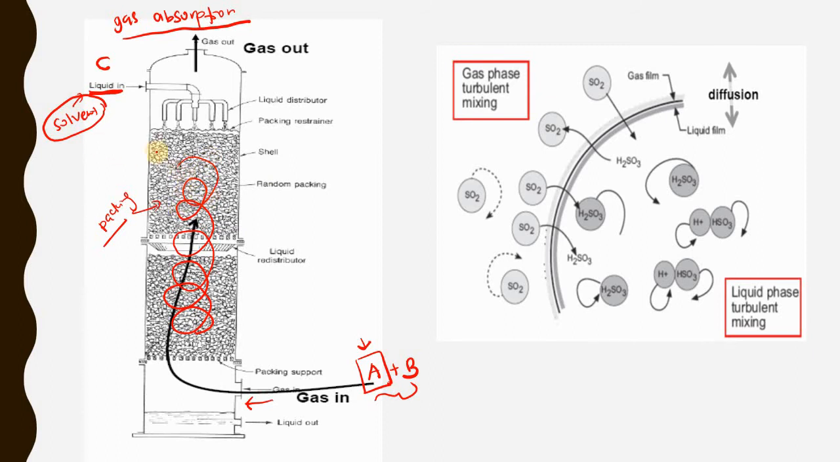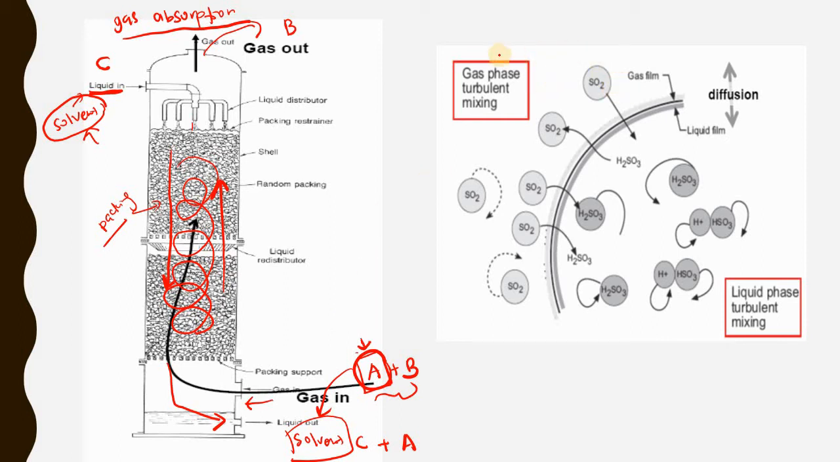When the solvent and the gas mix, solute A will diffuse from the gas and enter the solvent. The solvent goes downwards, the gas goes upward, so they come in contact, and the solvent will attract solute A. Solute A and the solvent will leave the tower. The liquid, the solvent C, will have solute A, so the gas out here will only have solute B, because solute A has already been extracted by the solvent. So the diffusion of A into the solvent is what we call diffusion in liquid.